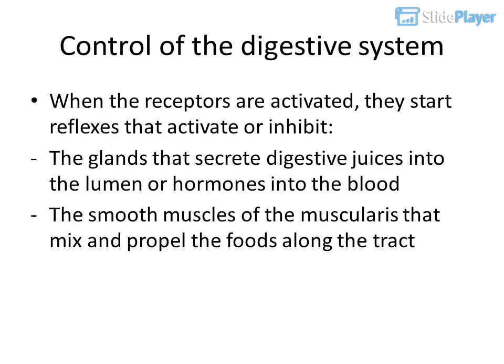Control of the digestive system. When the receptors are activated, they start reflexes that activate or inhibit the glands that secrete digestive juices into the lumen or hormones into the blood, and the smooth muscles of the muscularis that mix and propel the foods along the tract.